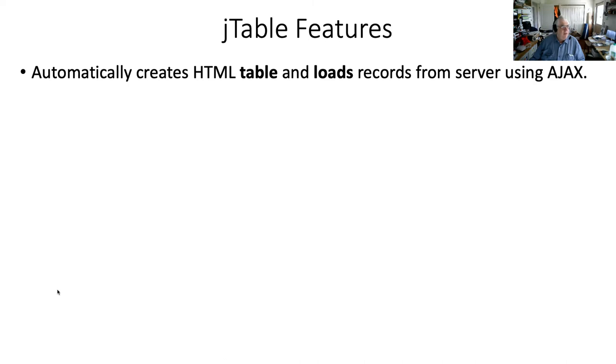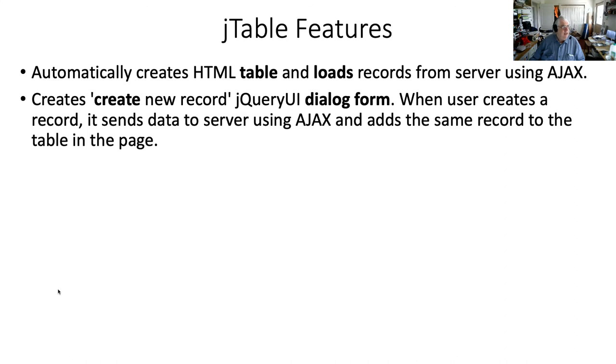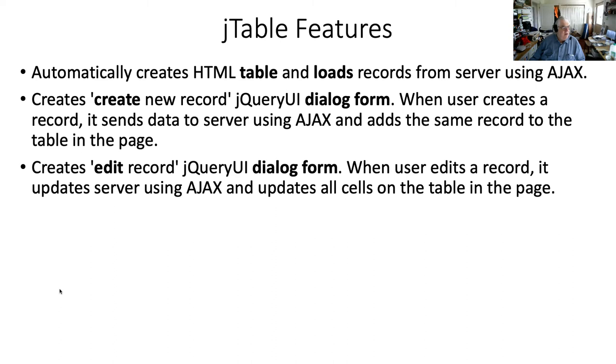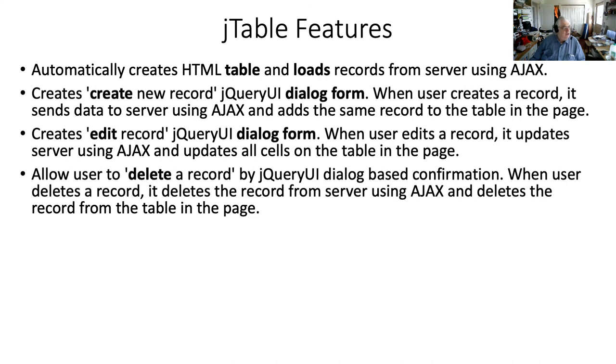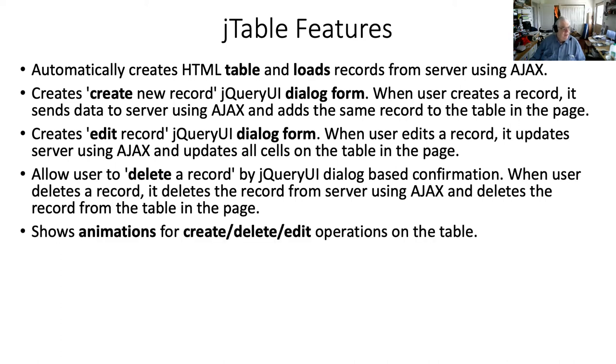jTable automatically creates an HTML table and loads records from the server using Ajax. It creates a new record jQuery user interface dialog form. When a user creates a record, it sends data to the server using Ajax, and adds the same record to the table in the page. It creates an edit record user interface dialog form. When the user edits a record, it updates the server using Ajax and updates all the cells of the table on the page. Allows the user to delete a record with the user interface. It shows animations for create, delete, edit operations on the table.